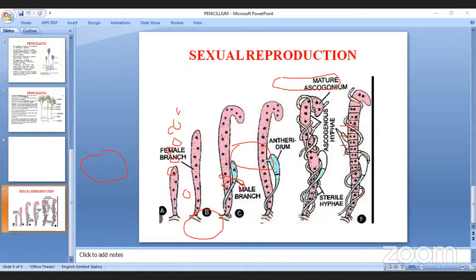After that, from the part with two nuclei, a specialized structure emerges, called the crozier. Are you able to see this diagram? Let me change color.